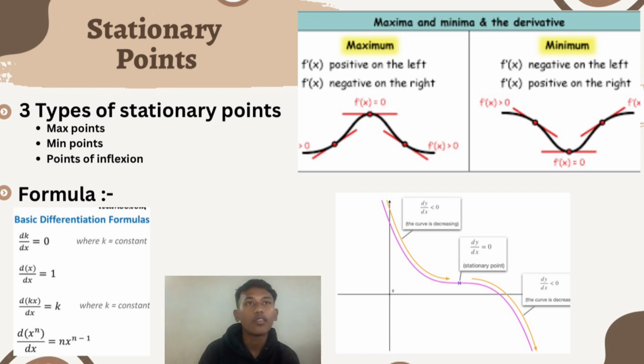Okay, for the diagram, maximum and minimum. For a maximum, the diagram goes to the height. For a minimum, the diagram goes to the low, and it is a smile. For the curve, d²y/dx² is less than 0. For a stationary point, dy/dx equals 0. For the other curve, d²y/dx² is more than 0.